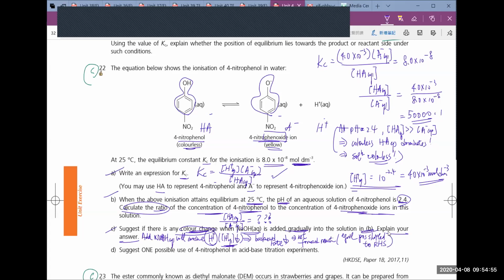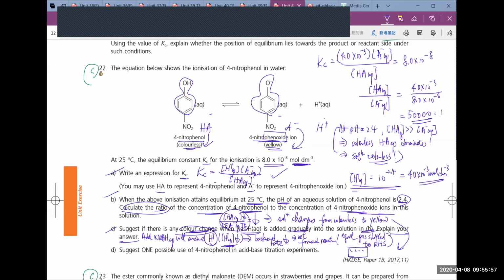So you may know that HA is colorless, while A minus is yellow. They will make this ratio, what will happen? So this ratio becomes larger or smaller? This one will decrease, or this one will increase, right? The whole thing will drop, which means that the solution changed from colorless to yellow. So you use this to explain the color change. Can you get the point?